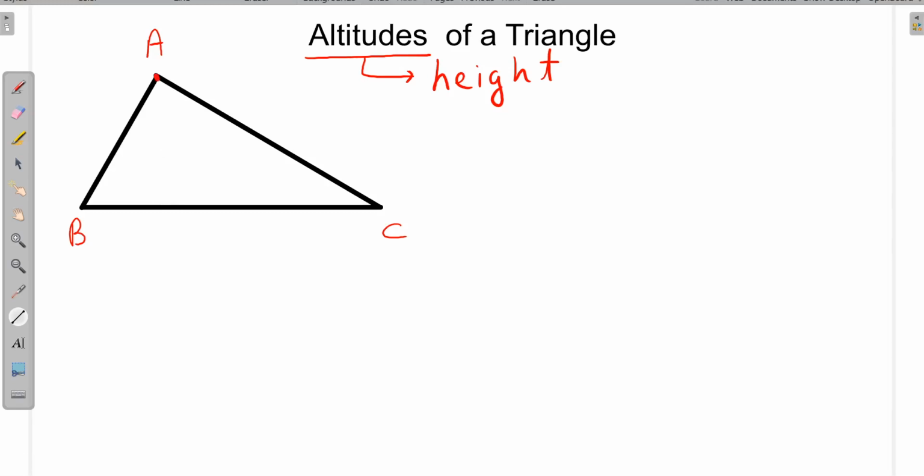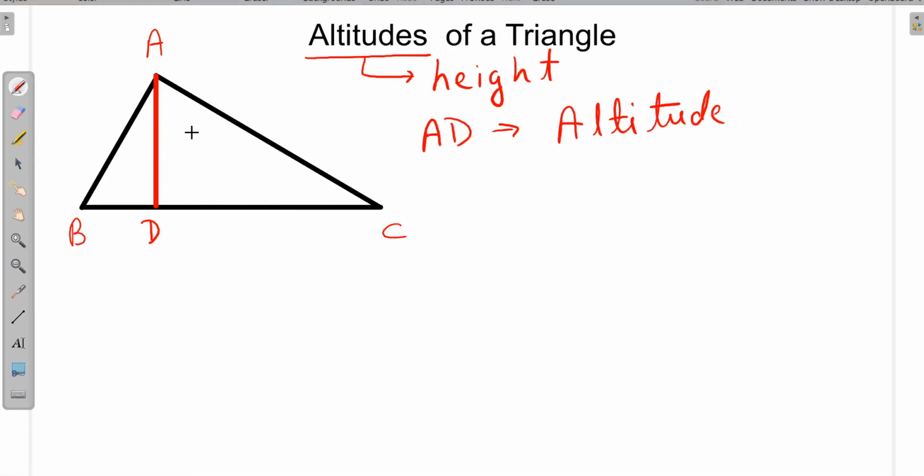From the vertex A I have drawn a perpendicular line that falls on the opposite side perpendicularly. So this line represents the height of the triangle. If I name it D, then AD is the altitude of the triangle. Now the question is, how many altitudes does a triangle have? In a triangle there are three altitudes. From all the vertices, we can measure the height of the triangle.